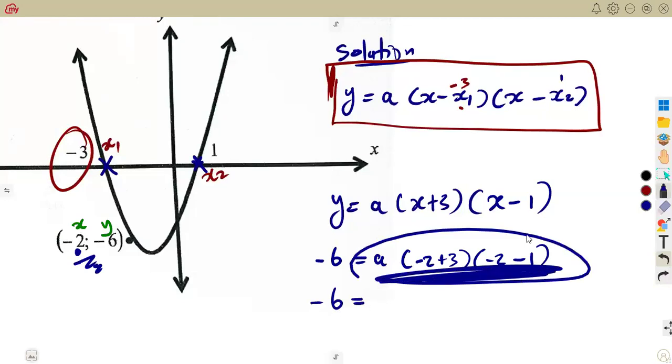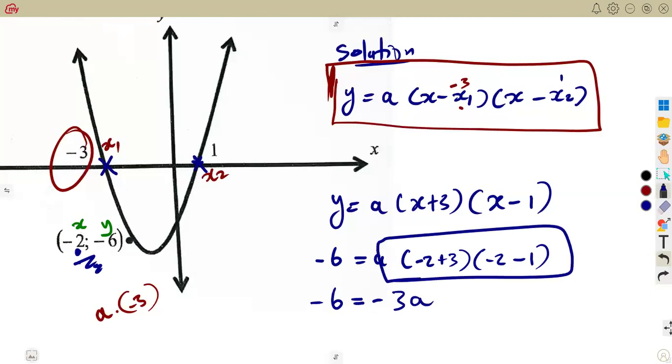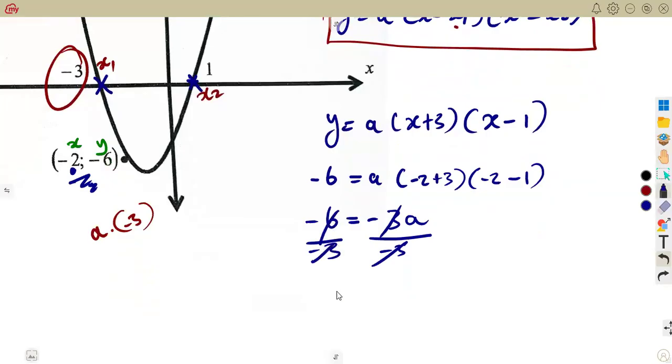You can even divide by this bracket, or you can simplify the brackets and see what is inside. When simplified, that is going to give us a -3. If you simplify the whole of this part on your calculator, that gives you -3. That means you are multiplying a times -3, that's -3a. So divide by -3 both sides to obtain the value of a. That is, our a is going to be 2. Just like that.